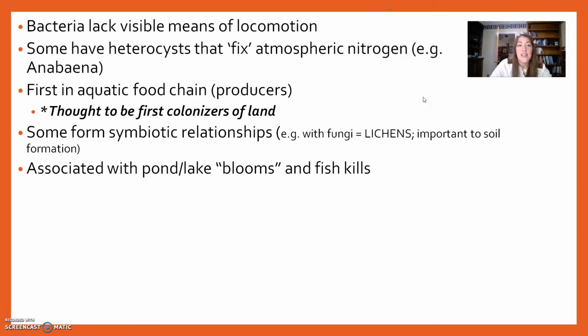Now, bacteria lack any visible means of locomotion. Some have what's called heterocysts that fix the atmospheric nitrogen, like the Anabaena. So those are really, really important here. First, in the aquatic food chain. So the cyanobacteria really are the bottom of the food chain.